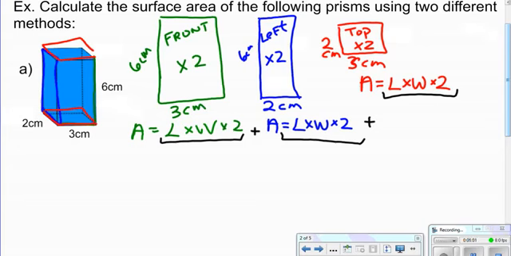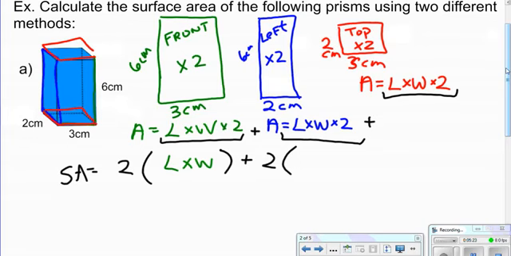In previous years, we would have found each of these separately and then added them together. You are grade 9s. I think you can handle this, so we're going to write it out all together. So surface area equals 2 times the length times the width of our front back, plus 2 times the length times the width of the 2 sides, plus 2 times the length and width of the top and bottom.